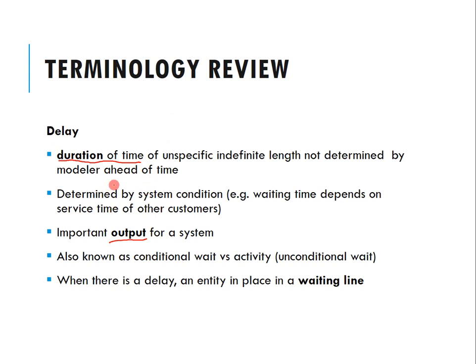So that's why it's actually determined by system condition. For example, waiting time depends on the service time of other customers. Waiting time is a delay. Waiting time is considered a delay for the customer, right? Which depends on the service time of other customers. So what you need to know is that when there is a delay, an entity is in the waiting line.